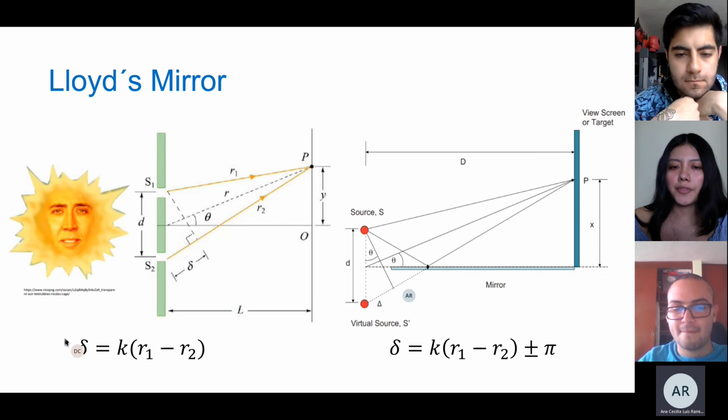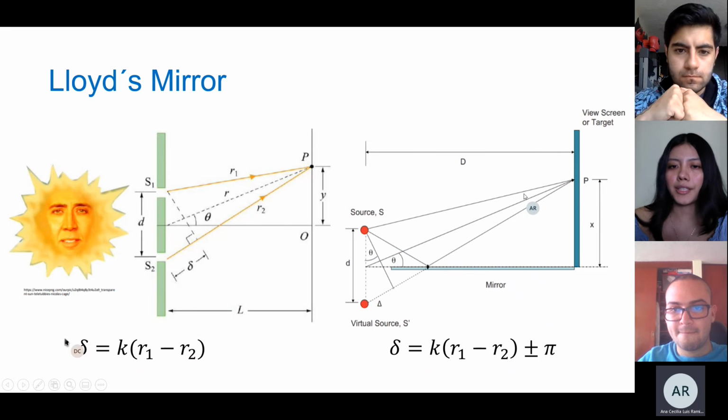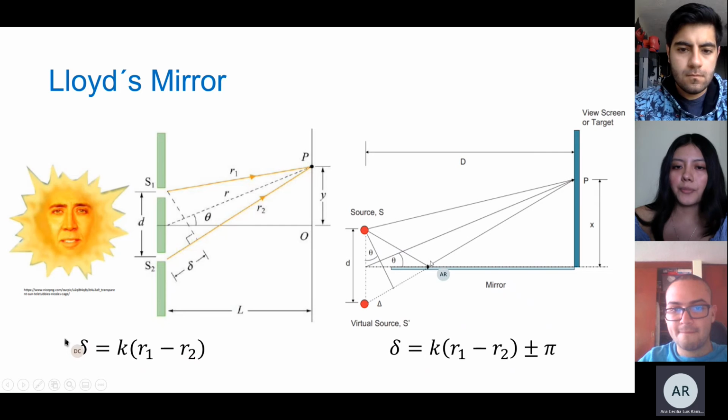Here we have a diagram of the geometry of the interferometer. As you can see, we have here a source S, which emits light in such a way that some of the light reaches the point P at the screen, and some other part of the light gets reflected here in the mirror. This light that gets reflected seems to be coming from a virtual source S prime, which is at a distance d from the original source. And these two sources are at a distance D from the viewing screen.